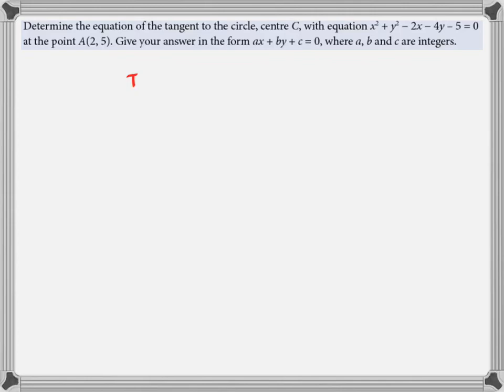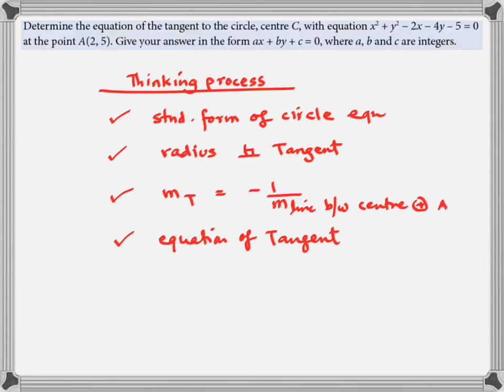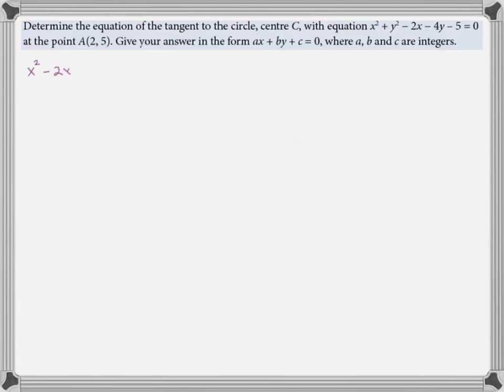Second thing, from the center to this point, you can find the gradient, and the negative reciprocal would be the gradient of the tangent. And then you proceed in order to find that equation. So this is what our thinking process was. And now let's get started.